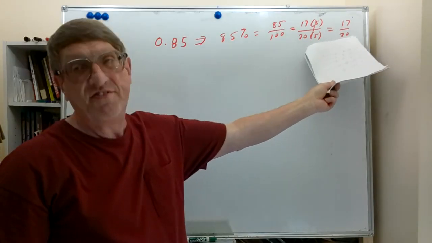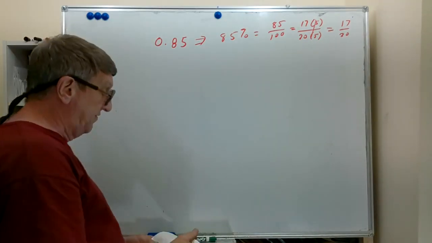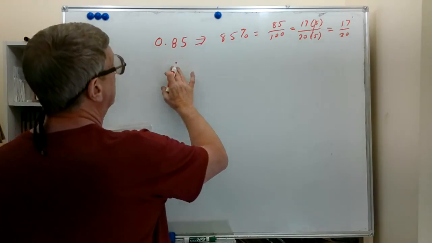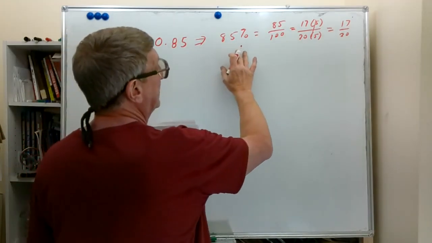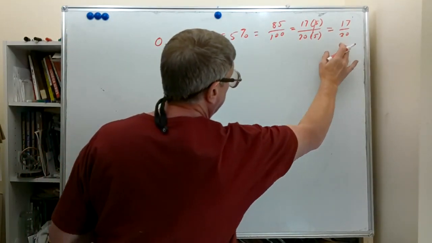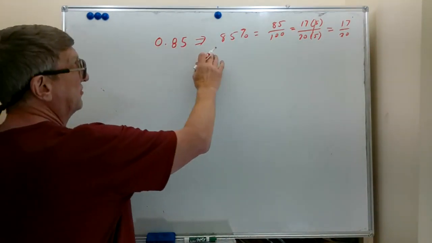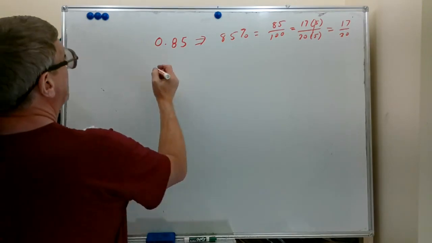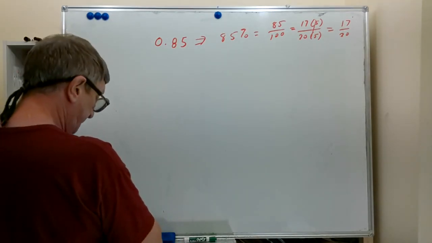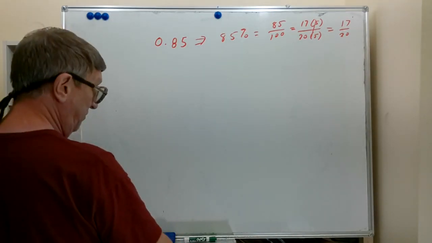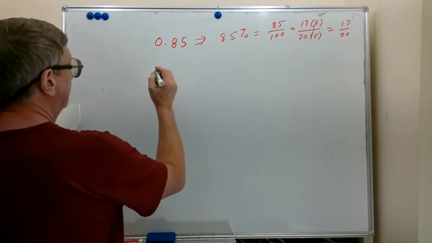Well, there is no 17 that divides into 20, so we found that 0.85 was 85%, converted to a fraction, reduced to lowest terms. 17 20ths is 0.85. It's also 85%. Another fraction. We'll do another one. We got about 4 of these I guess I want to go through.